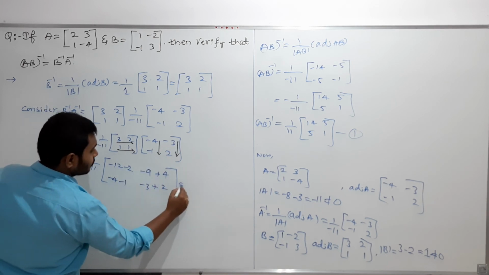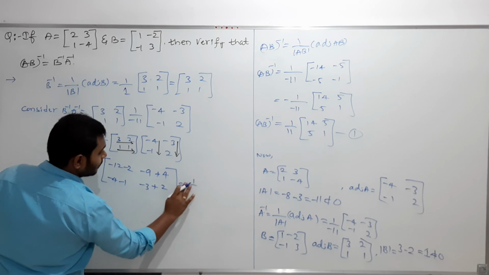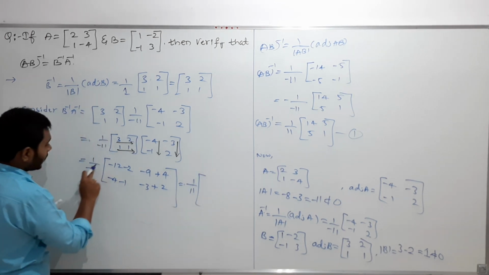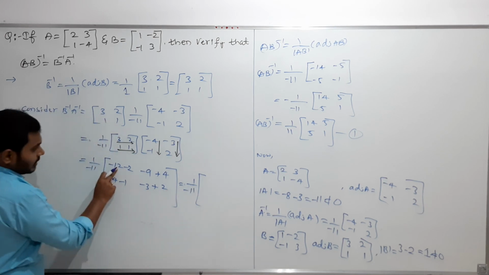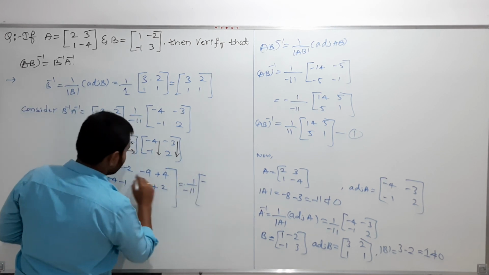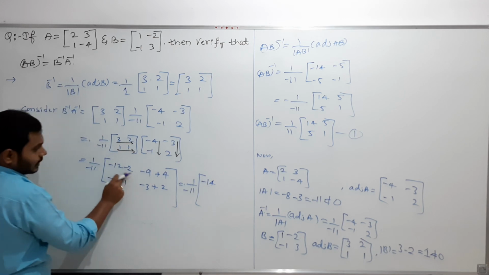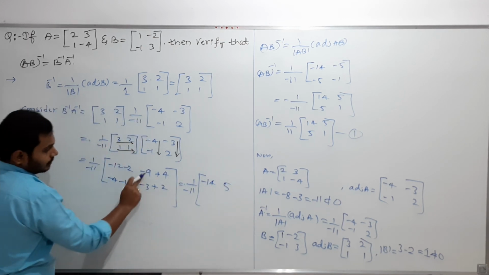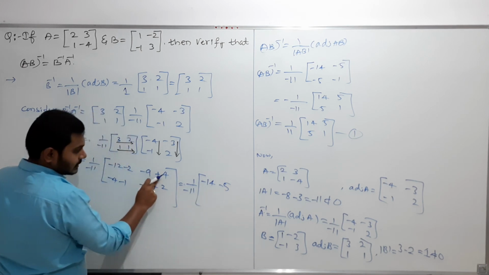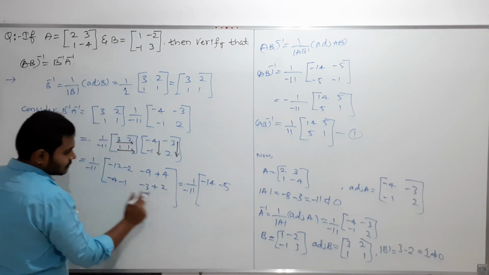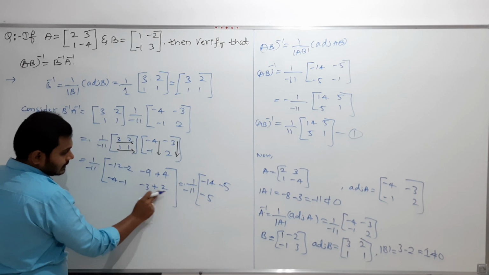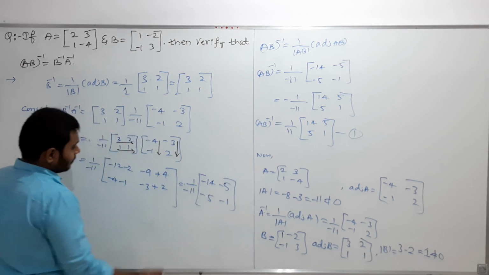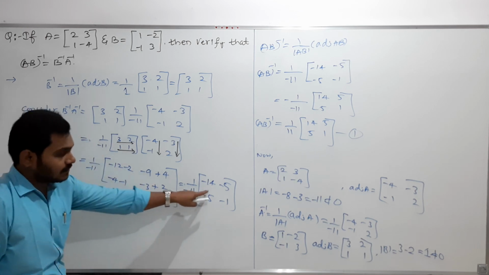So this is equal to 1 divided by minus 11 as it is. Minus 12 minus 2 is minus 14. Clear? Minus 9 plus 4 is minus 5. And next, minus 4 minus 1 is minus 5. Minus 3 plus 2 is minus 1. So this is your B inverse into A inverse value.